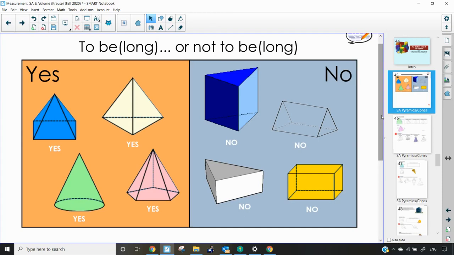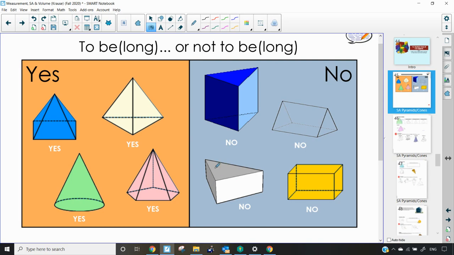Now, hopefully what you noticed as we were going through these is that the yeses are all examples of pyramids. We do have a cone in there, but the cone behaves very similarly to a pyramid. All of these come to a point, whereas on the other side, these are all examples of prisms. The ones that sometimes get mixed up are the triangular prisms. Notice that with a triangular prism, we have two faces, the two triangles opposite each other, separated by rectangles. Similarly, down here we have our triangle as our base, separated by rectangles.